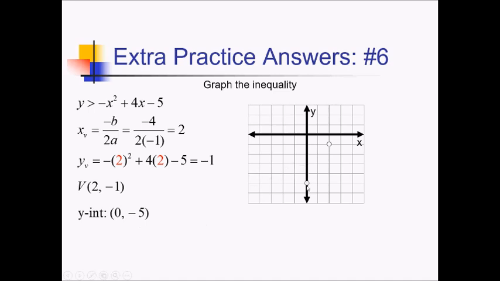And now using symmetry, I'm 2 away from this axis of symmetry to get this y-intercept. So let me go 2 in the other direction at the same height. And there's another dot. Let me do a dashed line through those open dots. And since my inequality is greater than, that means I'm going to be shading above that parabola.